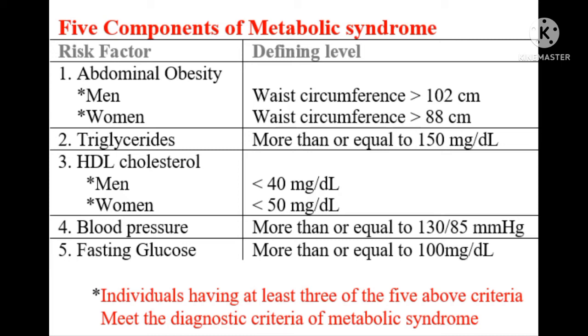Number 2, triglycerides more than or equal to 150 milligrams per deciliter. Number 3, HDL cholesterol for men less than 40 mg per deciliter, and for women less than 50 mg per deciliter. Fourth is blood pressure, which should be more than or equal to 130 by 85 millimeters of mercury. Number 5 is fasting blood glucose more than or equal to 100 mg per deciliter.